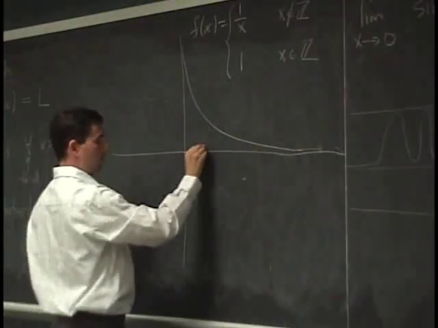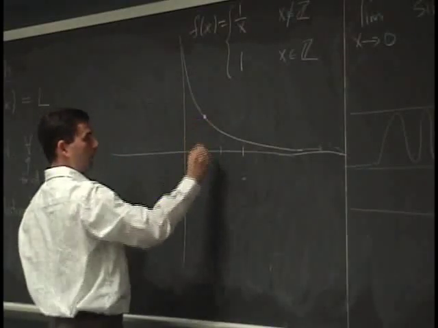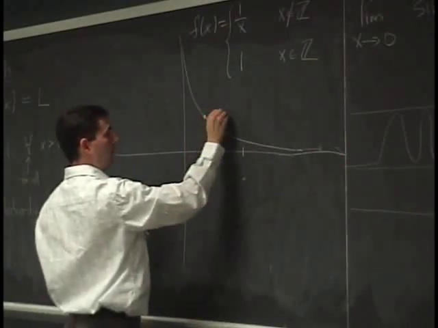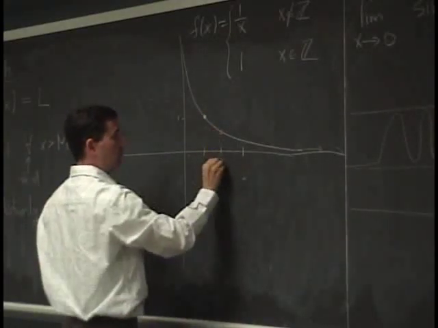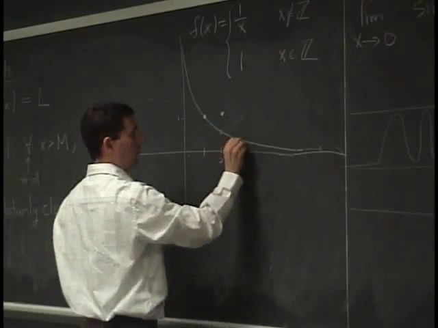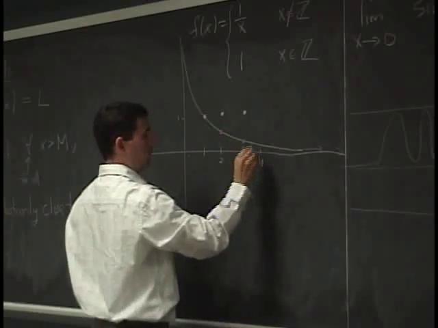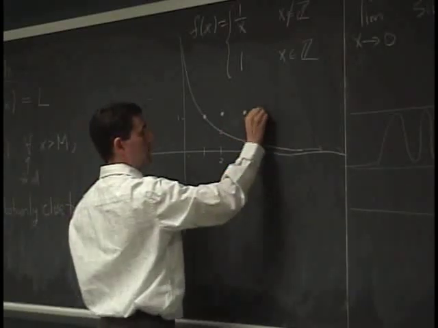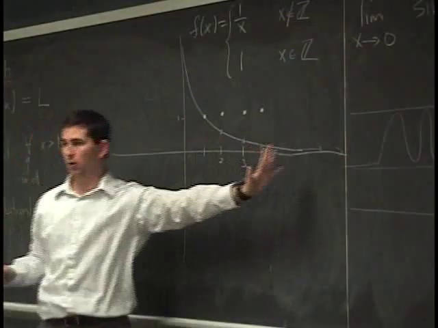So at 1, 2, 3, well here it actually goes to the right spot. This will be 1. Here it actually makes a hole at 2 and jumps up to 1. And at 3 it makes a hole and jumps up. And at 4, makes a hole and jumps up. Very strange function. What would the limit of this function be as I go to infinity?